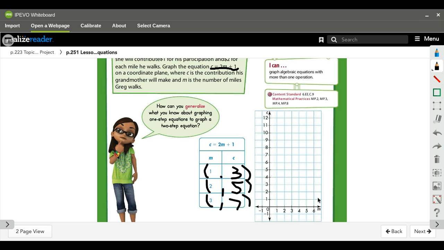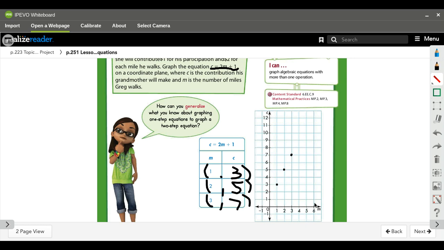So on my graph, you'll notice that my axes are labeled. This is M right here. This is C right here. So this tells me that this is going to be my vertical coordinates. This is going to be my horizontal coordinates. So I'm going to go ahead and plot my points. My first one that I have is 1, 3. So I'm going to go over here to 1, 3, mark it. Next one is going to be 2, 5. I'm going to go ahead and mark that. My last one is going to be 3, 7. So I'm going to go ahead and get that marked.